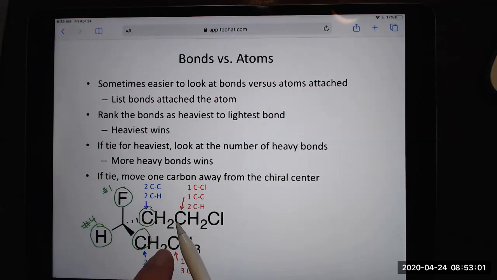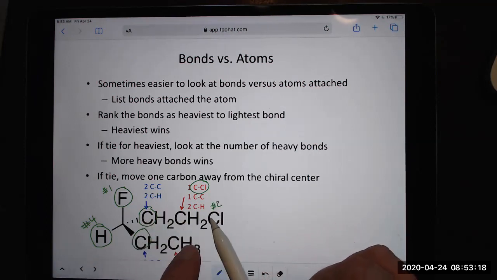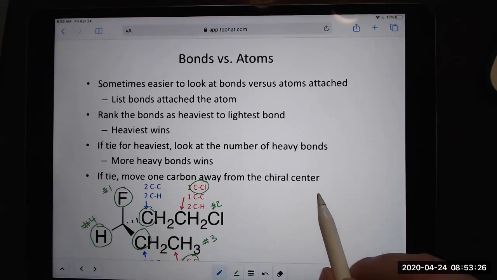And so this one has 1 carbon-carbon, 2 carbon hydrogens, and 1 carbon chlorine. Here we've got just the 1 carbon-carbon. So the heaviest bond for this one is carbon-carbon. This one is carbon chlorine. And so that makes this one. As we're radiating out, we get to this point and we can find a difference. So the priorities go 4, 1, 3, 2.